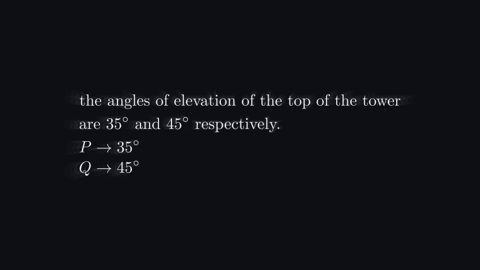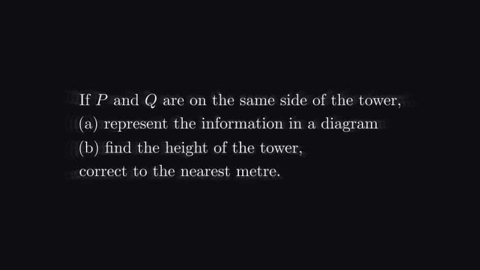The angles of elevation of the top of the tower from P and Q are 35 degrees and 45 degrees, respectively. The word respectively means the angle from P is 35 degrees and the angle from Q is 45 degrees. We are told that P and Q are on the same side of the tower. We must first represent the information in a diagram, and then find the height of the tower correct to the nearest meter.